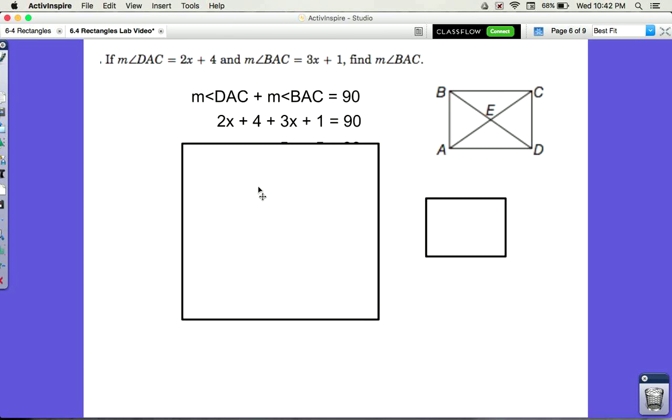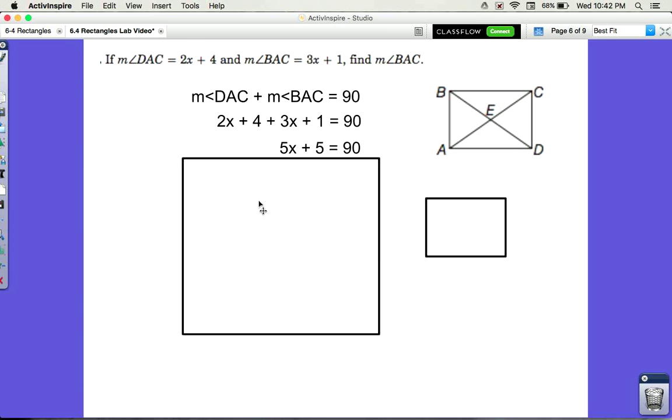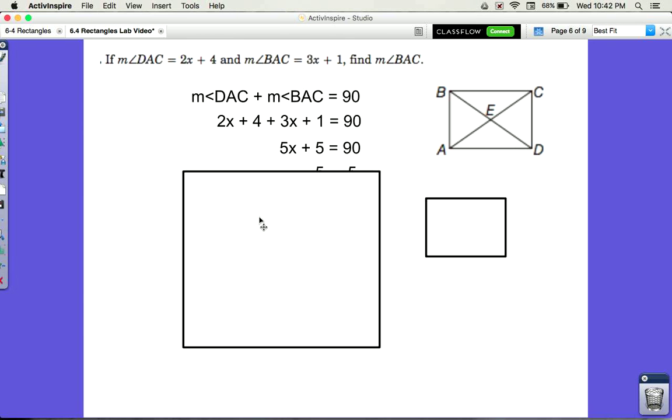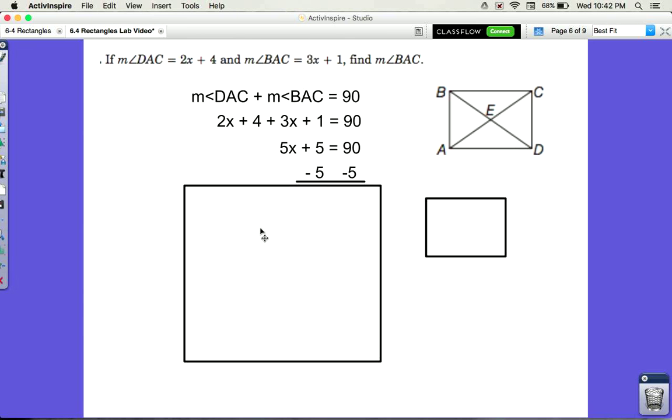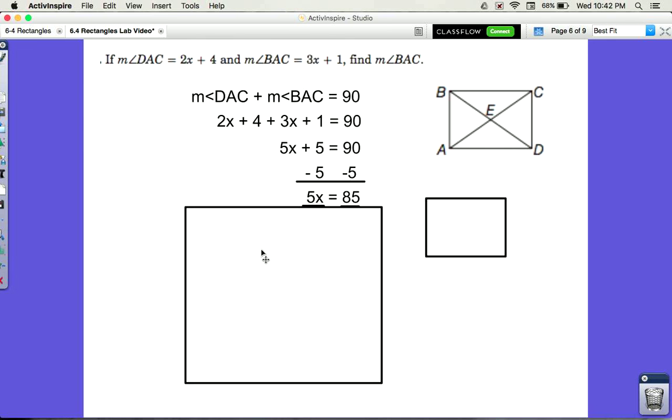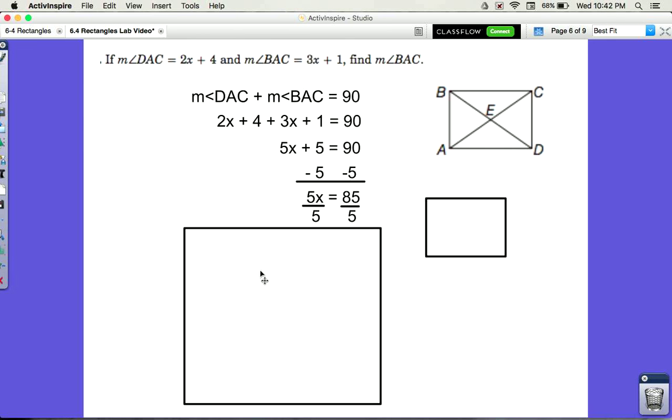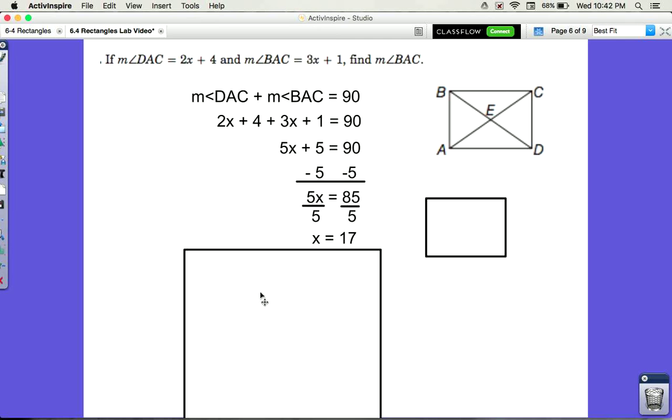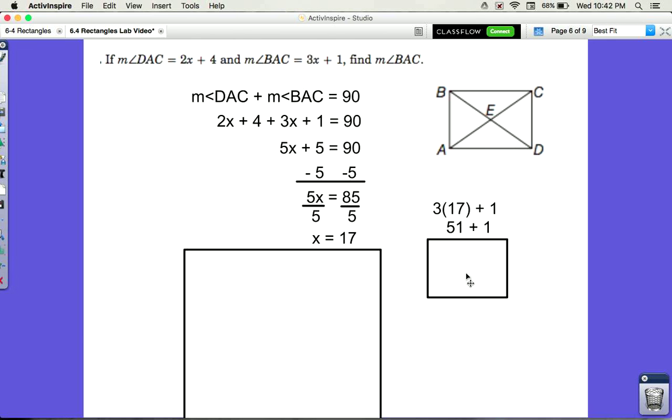If I combine like terms, I get that 5x plus 5 equals 90. If I subtract 5 from both sides, I get that 5x equals 85. I divide by 5 on both sides, I get that x equals 17. And once I know that x equals 17, I can plug that in to BAC. So it'll be 3 times 17 plus 1. 3 times 17 is 51, plus 1 is 52.